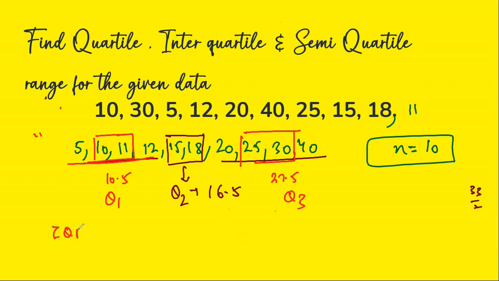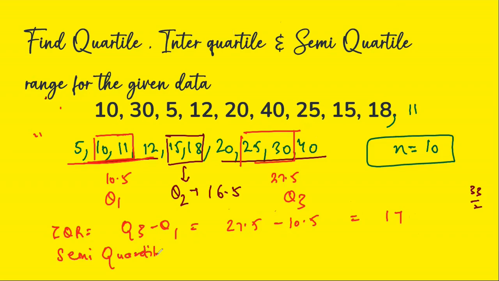How do we find the interquartile range? We subtract Q3 minus Q1, which is 27.5 minus 10.5, which gives me 17. So the IQR is 17. And what about the semi-quartile range? The semi-quartile range is IQR divided by 2, so 17 divided by 2, which gives me 8.5.